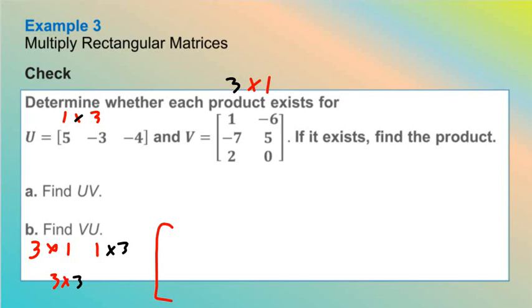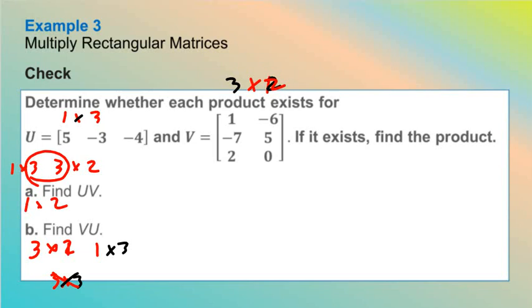For UV, this is a 1 by 3, and V is 3 by 2. So no, I can't do that one. This is a 3 by 2. So no, I can't. Well, this one I can. This one's going to be a 1 by 2. This one I cannot do because this is a 3 by 2 by 2 by 1. So I can't do the VU. So for this one, I can do UV.